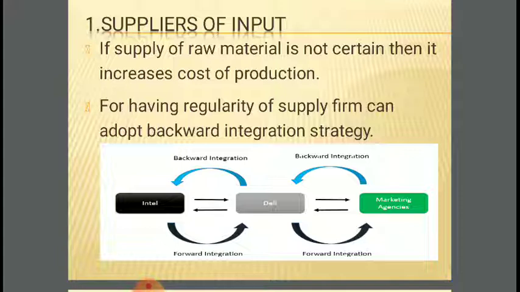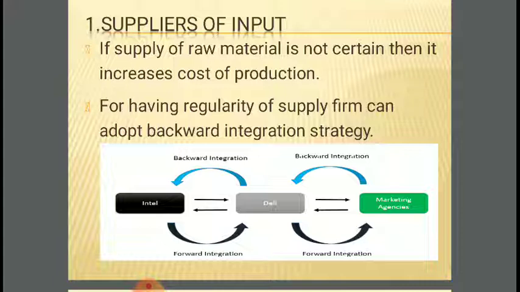Here it is written that if supply of raw material is not certain, then it increases the cost of production. Definitely, to run our business regularly, we need a regular and constant flow of raw material. If there is an interruption in the flow of raw material, then there will be interruption in the production and we will not be able to complete our orders on time. So there must be certainty and continuity in the supply of raw material.